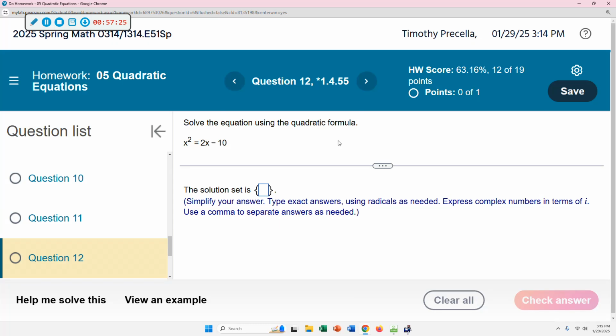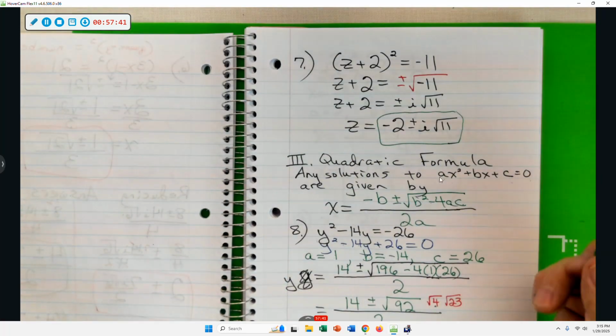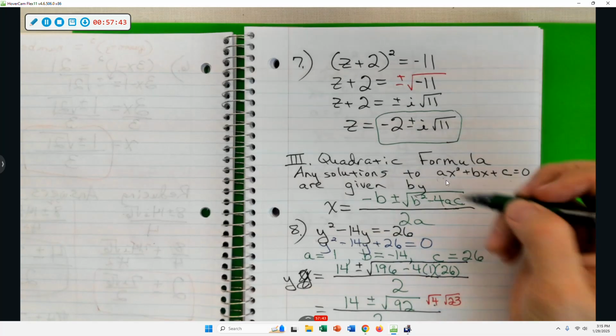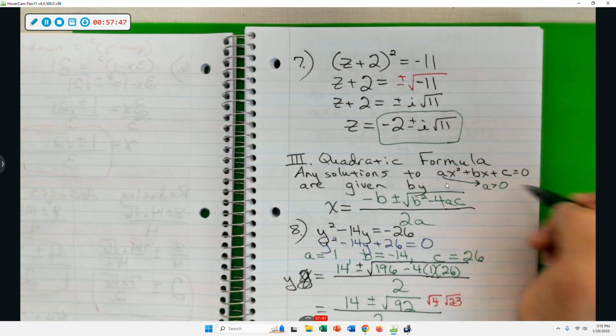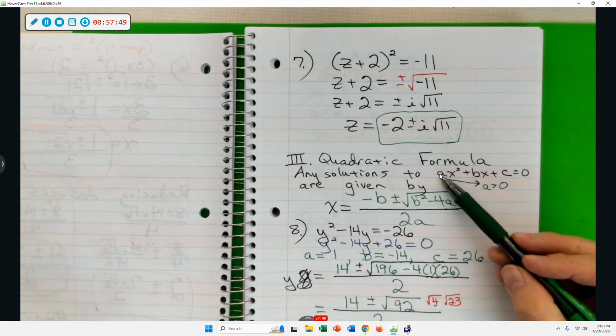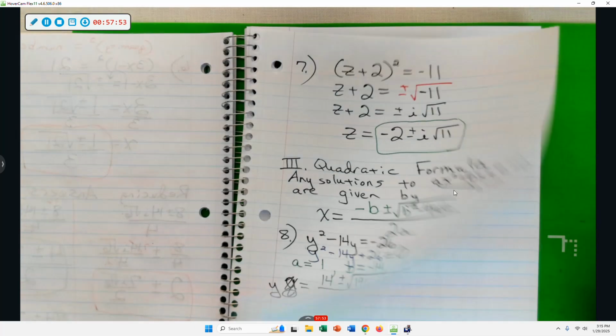x squared equals 2x minus 10. Go back to the quadratic formula. Just like with factoring, I said when I was writing it that a is positive. We want that a value to be positive, and if it isn't positive, we're going to do something about it.